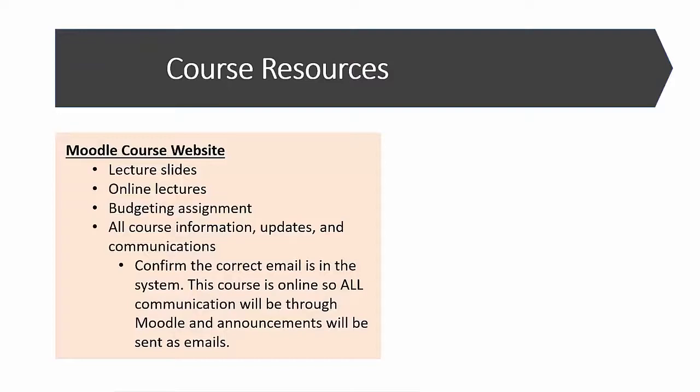There are two websites that we're going to use for this course. The primary website is the course Moodle site. This is where you'll find lecture slides, links to online recorded lectures, the budgeting assignment, all course updates, information, and communications. Please confirm that the correct email is listed for you in the Moodle system. This course is online, so all communication will be through Moodle, and announcements will be sent as emails. It is your responsibility to stay on top of all announcements and make sure that you are receiving the updates.